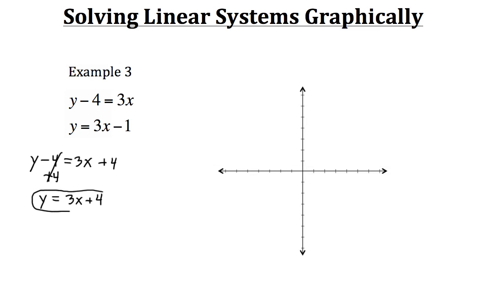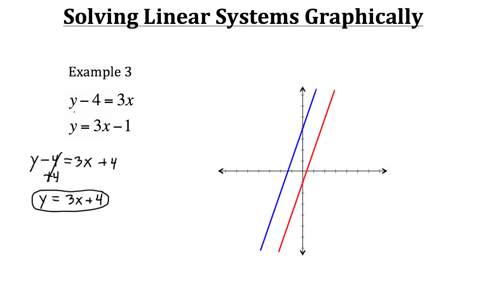So let's graph that first equation. We'll have a y-intercept at 4, and then the line will have a slope of 3. So there's our first equation. Now let's graph the second equation in our system. So y equals 3x minus 1 will have a y-intercept at negative 1, and it will also have a line with a slope of 3. So that will look like this.